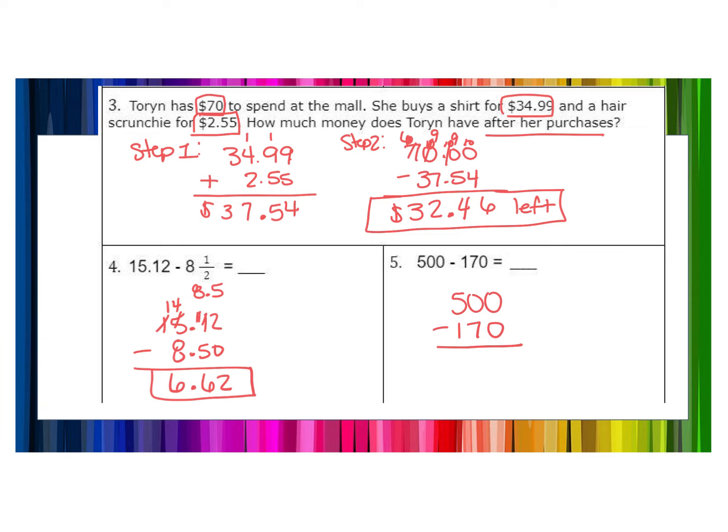Number 5 is 500 minus 170. 0 minus 0 is 0. Then I have to borrow. 10 minus 7 is 3. 4 minus 1 is 3, so the answer to that is 330.